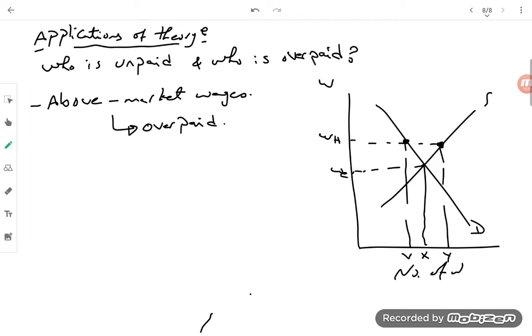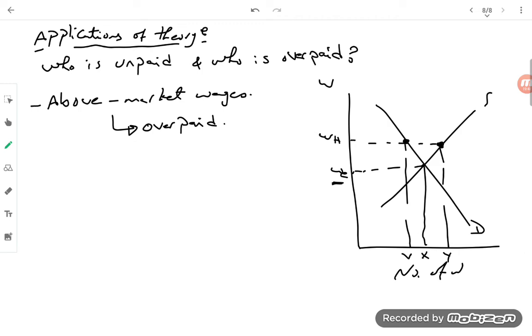So in this case, wage reduction close to the level indicated by the market would be Pareto improving. Pareto improving means that we can make someone else better off.